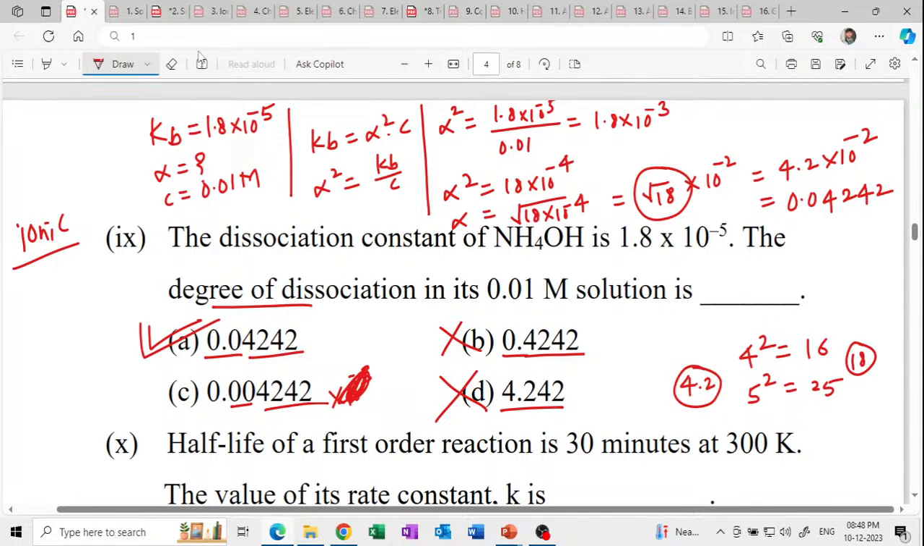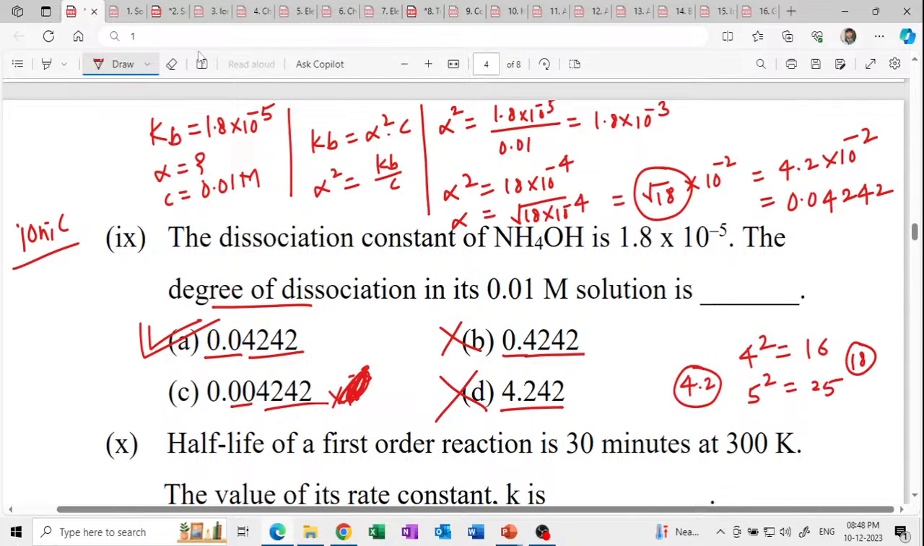According to Ostwald dilution law, Kb is equal to alpha squared into C. So alpha squared is equal to Kb divided by C. So alpha squared is equal to 1.8 into 10 raised to minus 5 divided by 0.01. Substituting the values, what is left behind is 1.8 into 10 raised to minus 3, because 0.01 becomes 10 raised to minus 2 in the denominator, so 10 raised to minus 5 becomes 10 raised to minus 3. Shifting the point to the right, alpha squared is equal to 18 into 10 raised to minus 4.